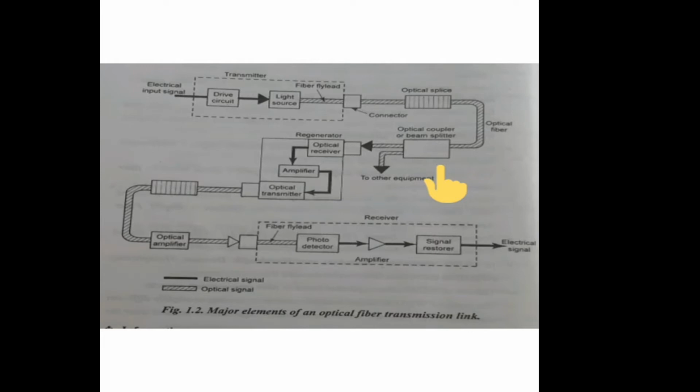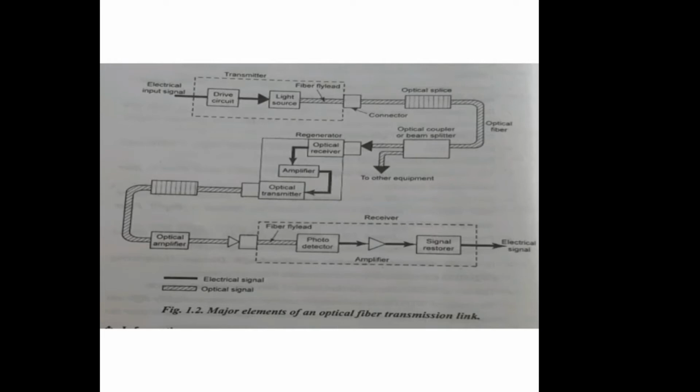That is, through this optical coupler, more inputs can be added. The splitter is used to connect to various other equipment. In order to connect more equipment, you can use this optical coupler or beam splitter. In order to add more inputs, we can use this optical coupler. In a telephone cable itself, you can see this optical coupler.